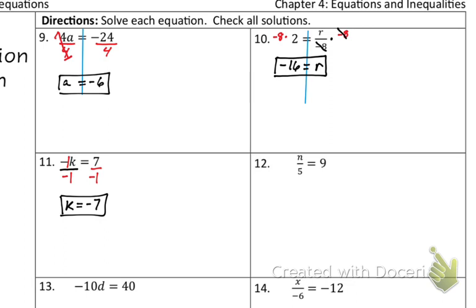All right, what's happening on 12? What's happening to the n? It's dividing by 5. What are we going to do? We're going to multiply by 5. Whatever's in the denominator, we multiply by it. So we're going to multiply both sides by 5, times 5, times 5. Our 5s will actually cancel out on this side. Make sure you take your time and write this stuff correctly. Don't do a whole bunch of stuff in your head. Write it exactly how I'm writing it. So we'll have n equals 9 times 5, which just happens to be 45.